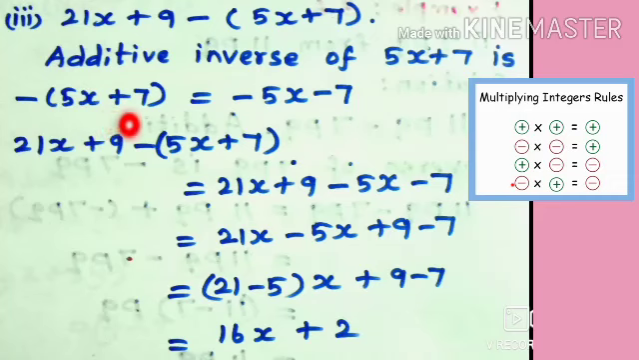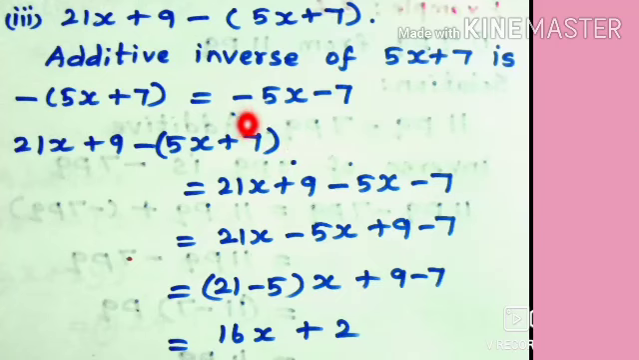So in the next step, by using multiplication of integers, we get minus of 5x is minus 5x and minus of plus 7 is minus 7. So now when we subtract, we need to add the additive inverse of the second term to the first term. That is, the first term is 21x plus 9. The additive inverse of the second term is minus 5x minus 7. Just we are adding. So write minus 5x minus 7 here.